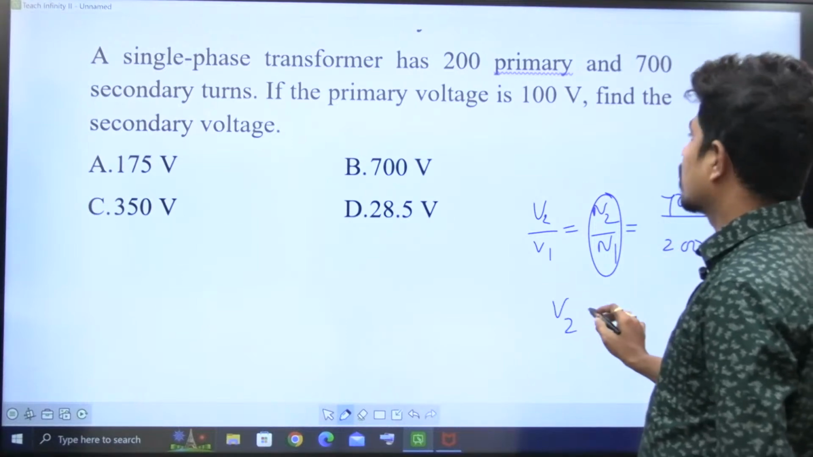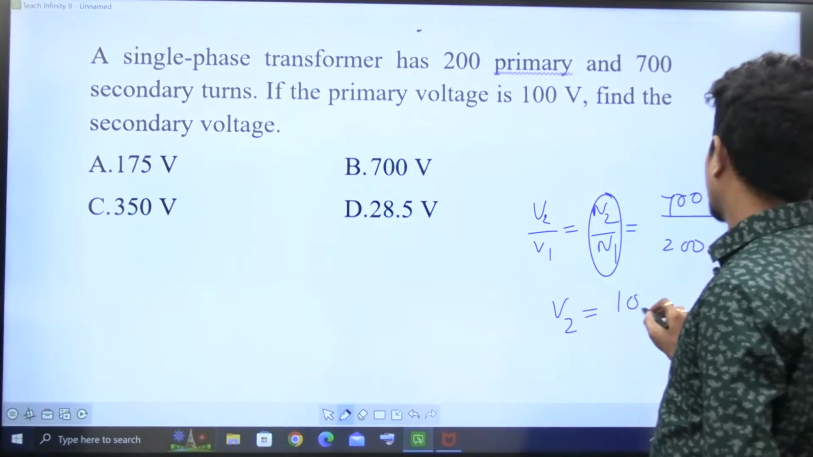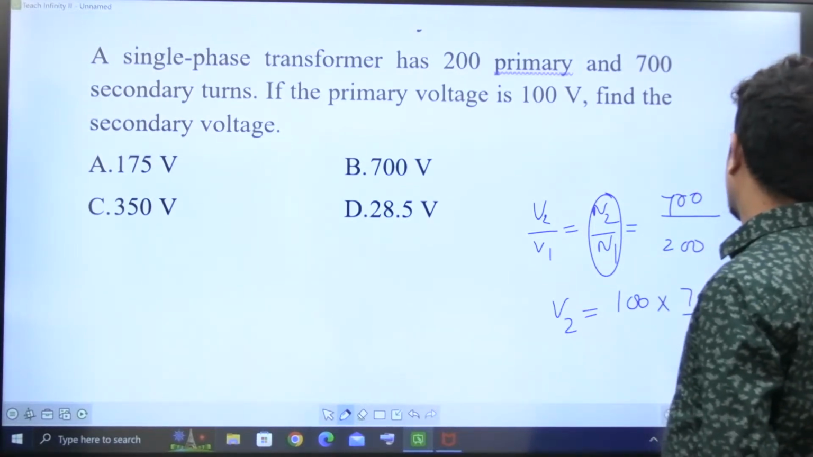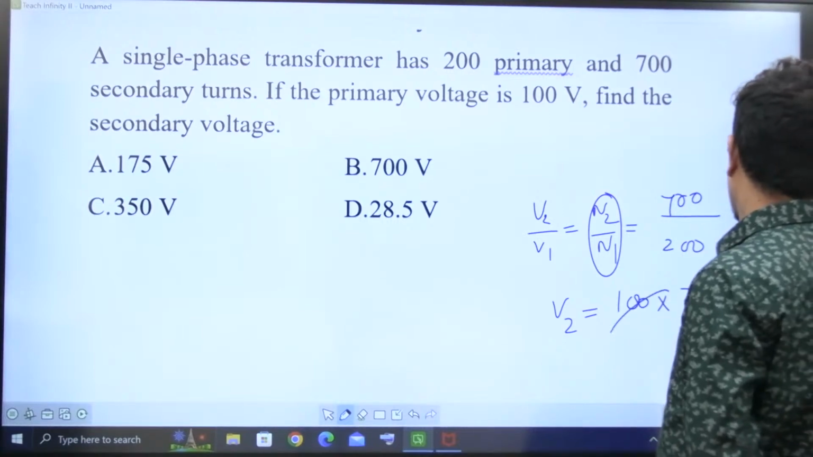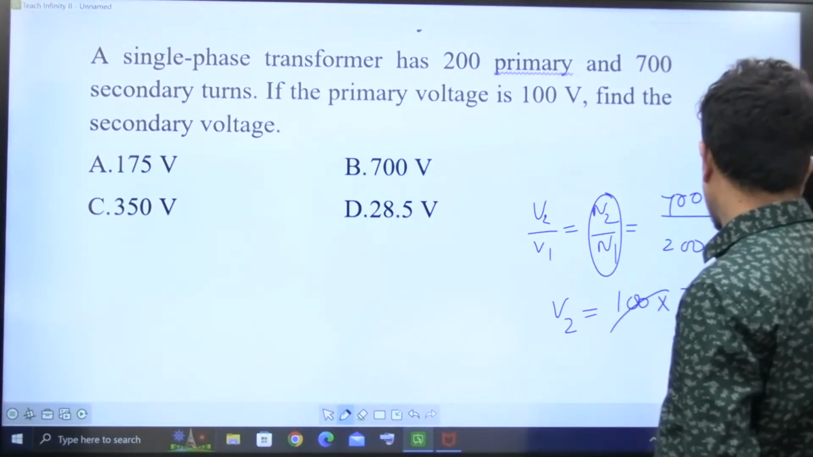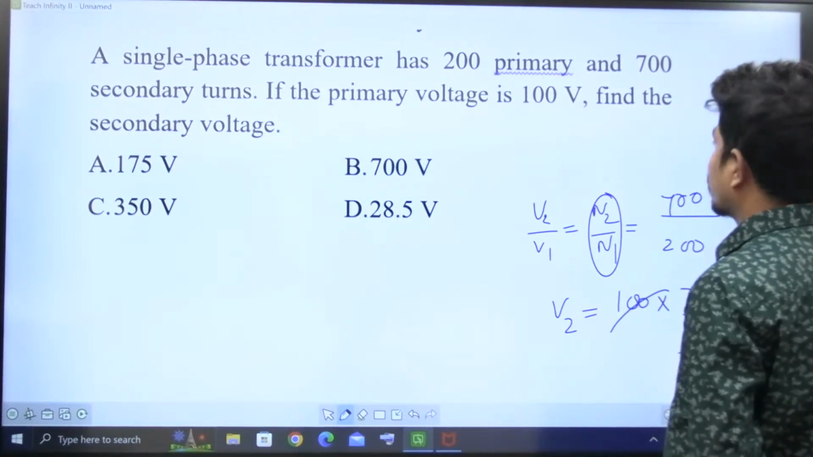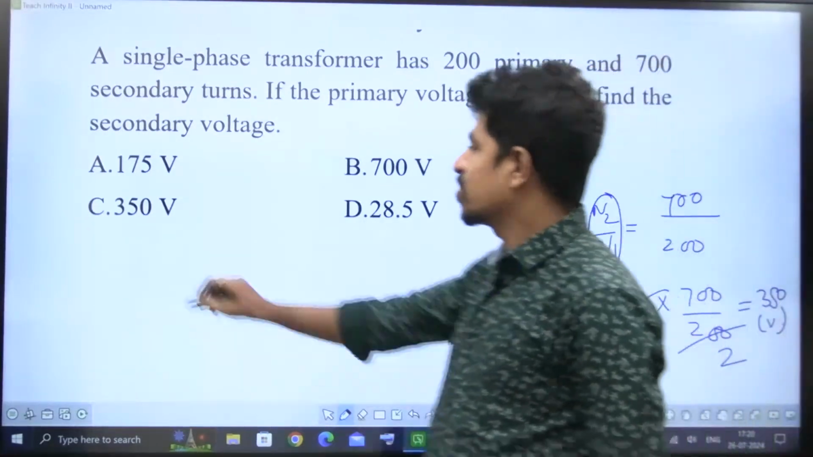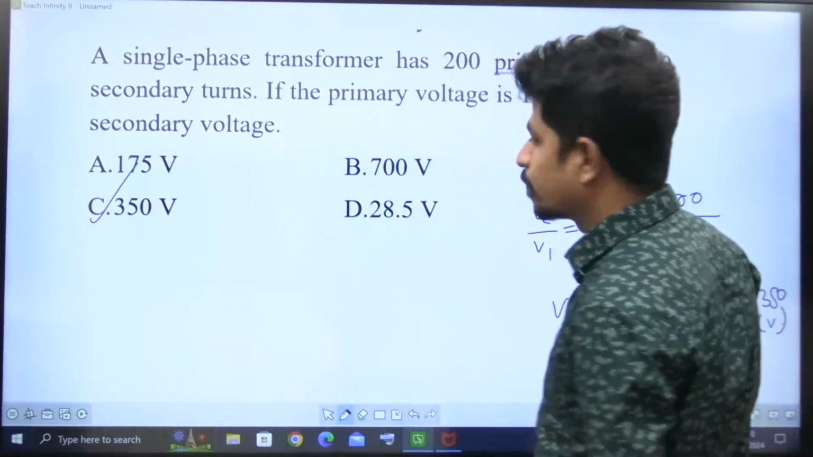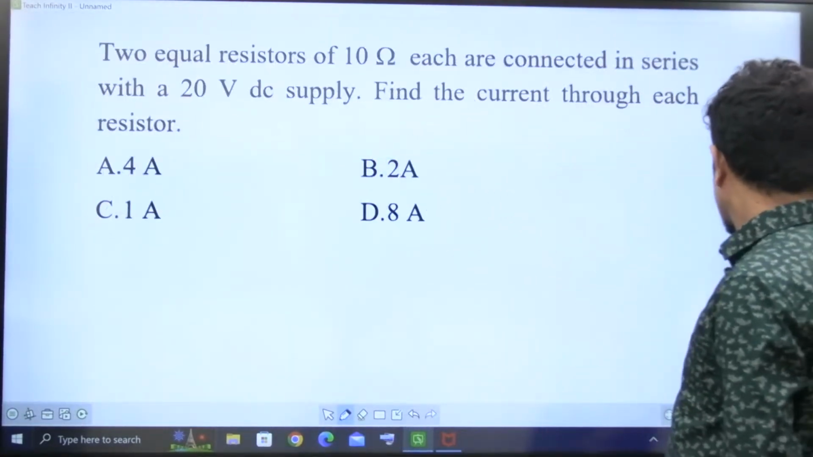V2 is equal to how much is the primary applied voltage? 100 into 700 by 200. 100 twos, how much do you get then? 350 volts. Answer is option C, right? Yes or not? Next question, please.